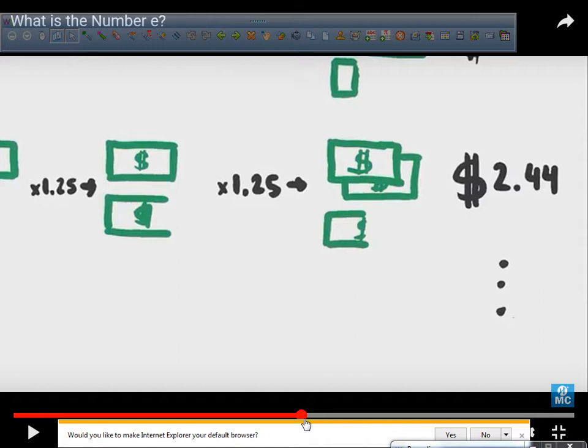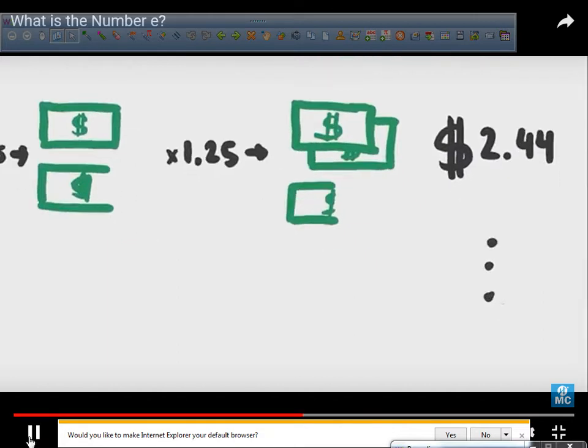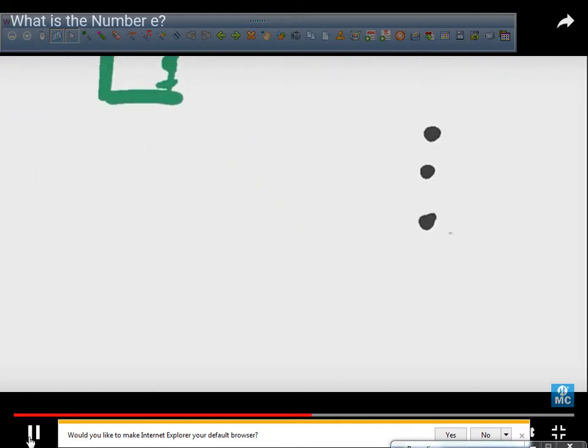Like if you were to do it continuously, like it just keeps going on itself. Weekly, $2.69. E. See where we're going?